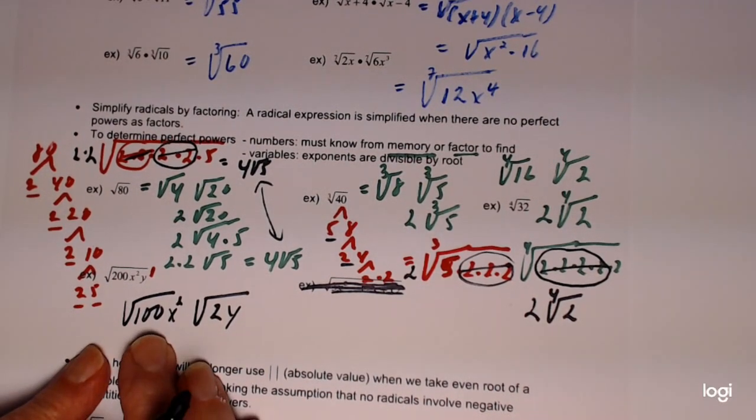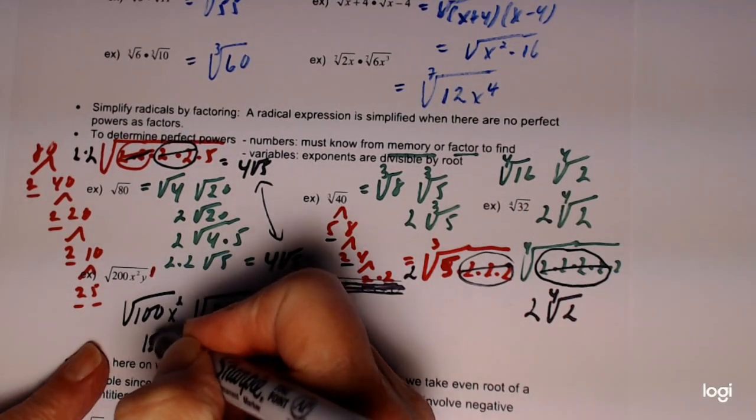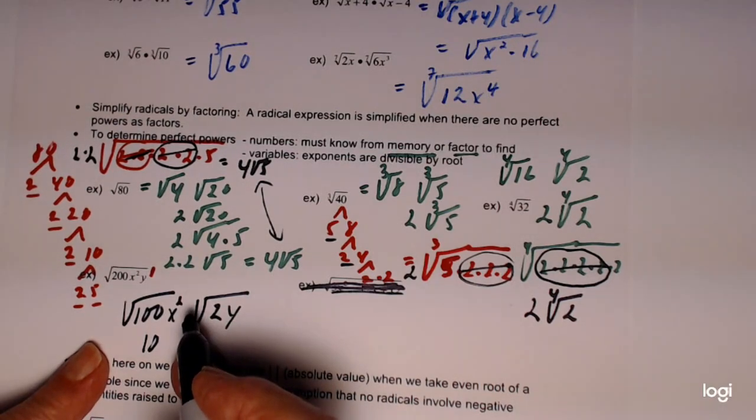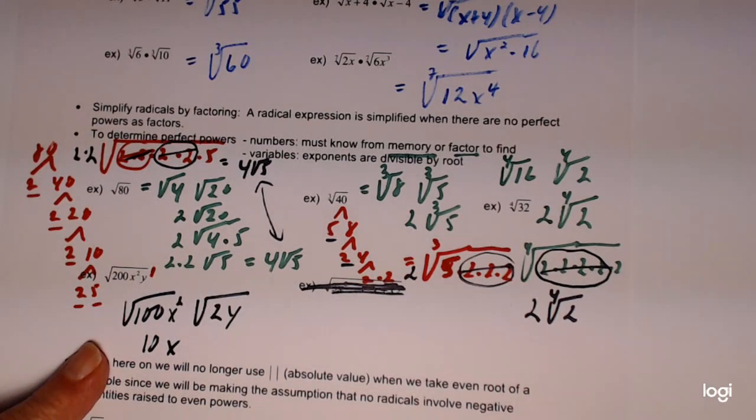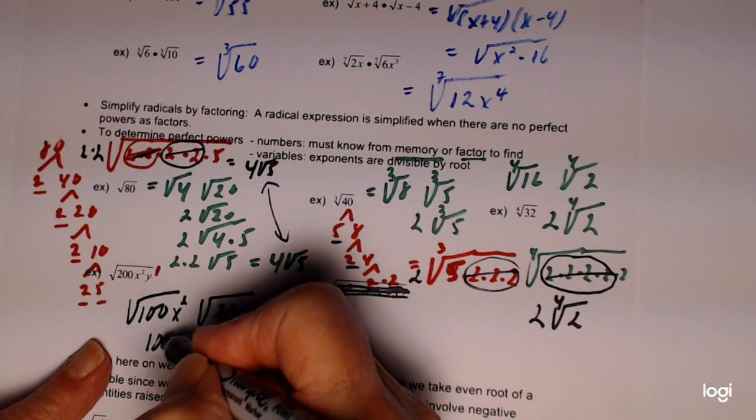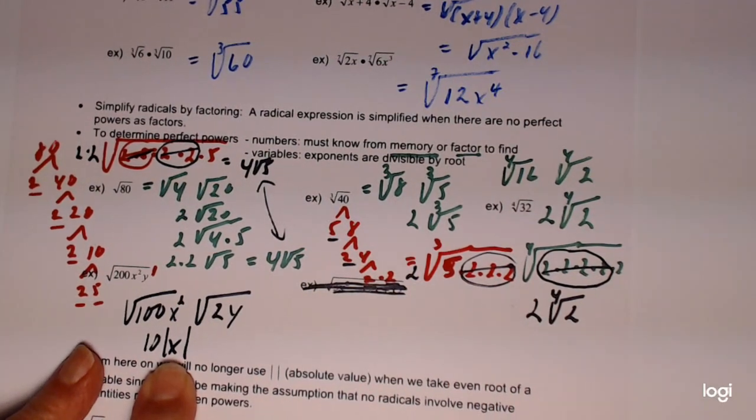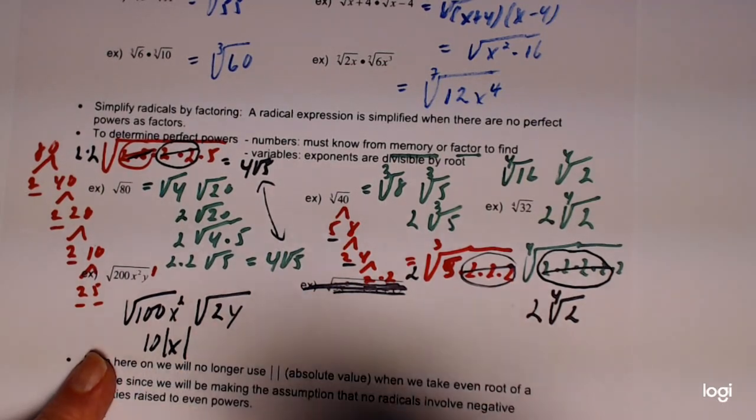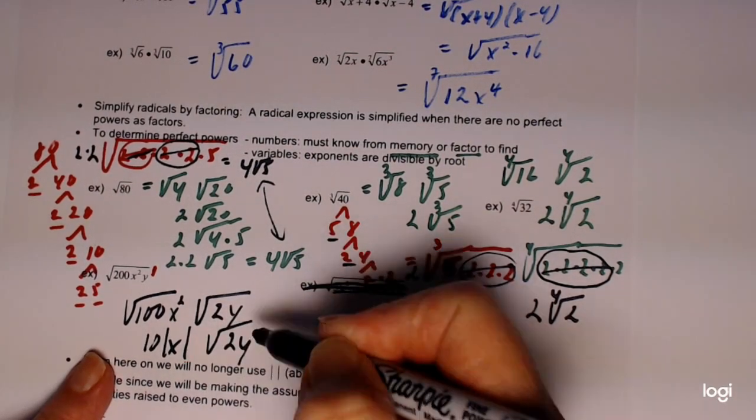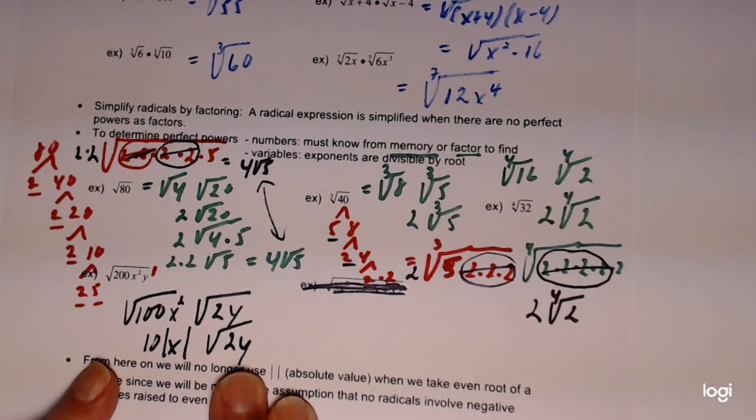So now let's take our perfect squares. Square root of 100 is 10. Square root of x squared is x. And remember, at this point, we are going to put that x in the absolute value bracket to show that it can't be a negative number. We're only considering positive square roots. And then this square root 2y just continues to sit under the radical because it no longer contains perfect squares.